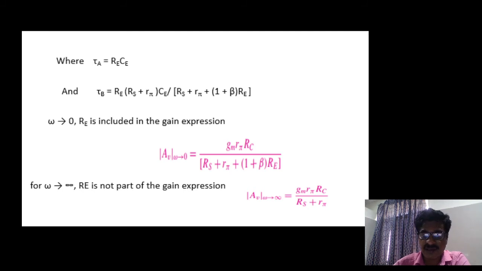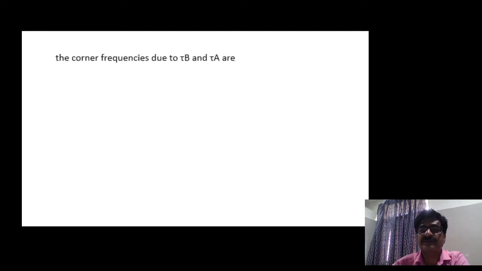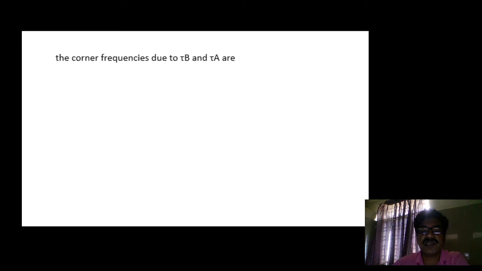Okay, and with reference to this, the corner frequencies you can define in terms of tau a and tau b. With reference to tau a, the corner frequency is Fa equal to 1 by 2 pi tau a, whereas due to tau b, the corner frequency you can express as Fb equal to 1 by 2 pi tau b. Okay, two corner frequencies you can observe, one with reference to tau a and one with reference to tau b.